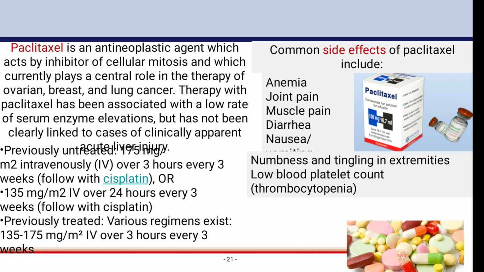Paclitaxel is an antineoplastic agent which acts as an inhibitor of cellular mitosis, and currently plays a central role in the therapy of ovarian, breast, and lung cancer. Therapy with paclitaxel has been associated with a low rate of serum enzyme elevation, but has not been linked to cases of clinically apparent liver injury. Numbness and tingling of the extremities, low blood platelet count, and thrombosis are the common side effects, as well as anemia, joint pain, muscle pain, diarrhea, and nausea.